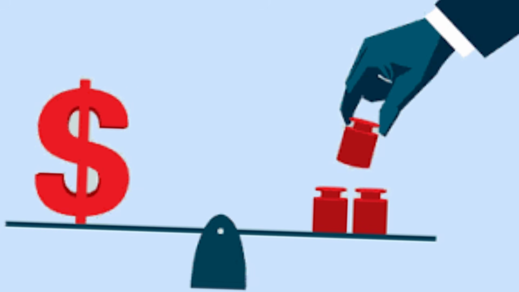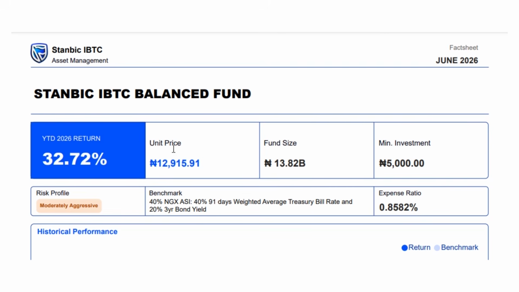So the balanced fund invests in a mix of different asset classes: the equities, the bonds, the fixed income instruments. This helps you to reduce volatility and also ensures that there is a balance between your risk and your return. The risk level for this particular balanced fund is also a kind of high investment risk. You can start investing with as little as 5,000 naira.